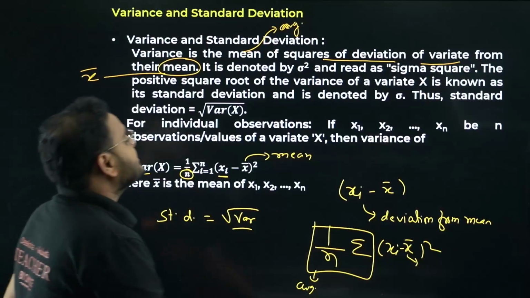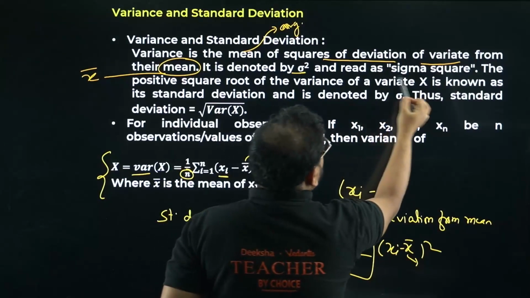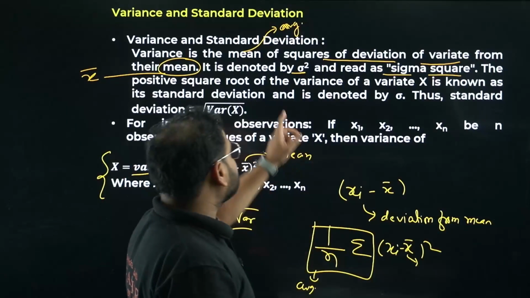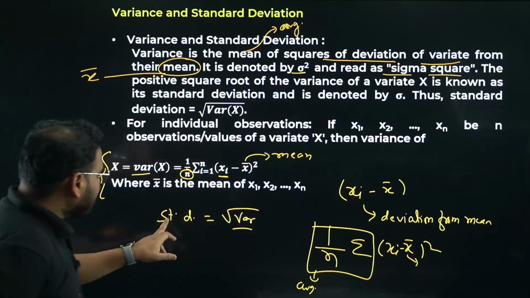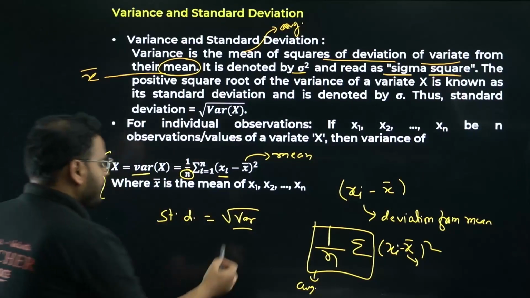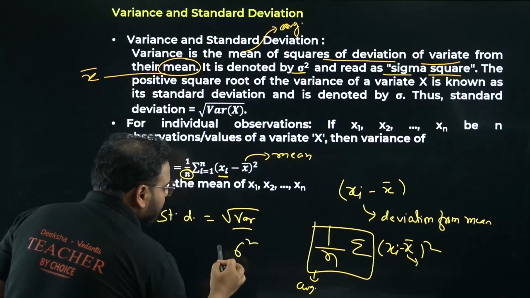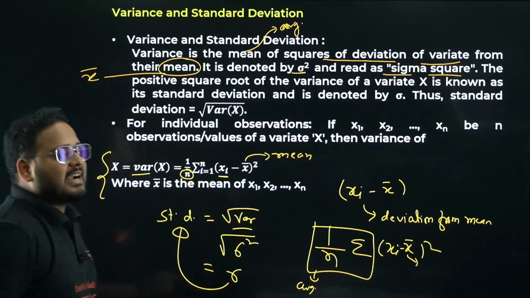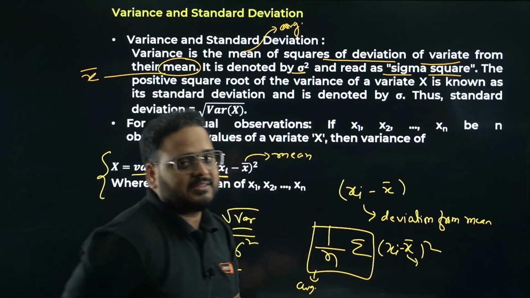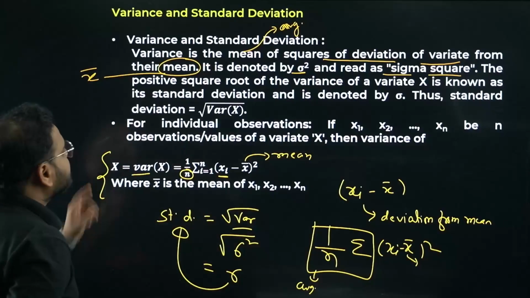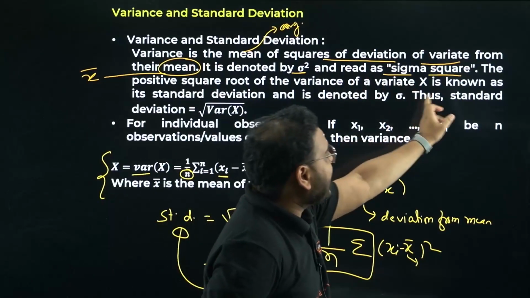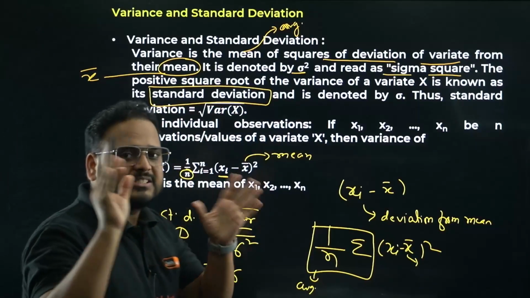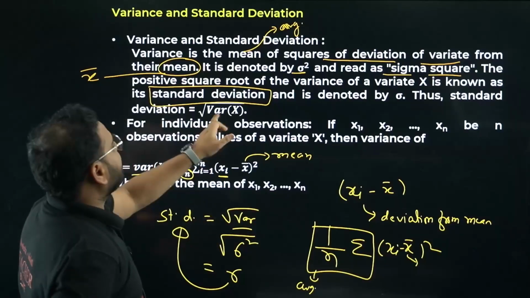So this is the definition of it. It is denoted by sigma squared. Sigma is the standard deviation, so variance is given by sigma square. We just said standard deviation is nothing but the square root of variance. So the variance is sigma square, and if you take the root, it becomes sigma only. So sigma is the notation of standard deviation and sigma square is for the variance. Does it make sense to you? The positive square root of the variance of a variate x is known as the standard deviation. Very simple, right? Okay, so given the root of variance.